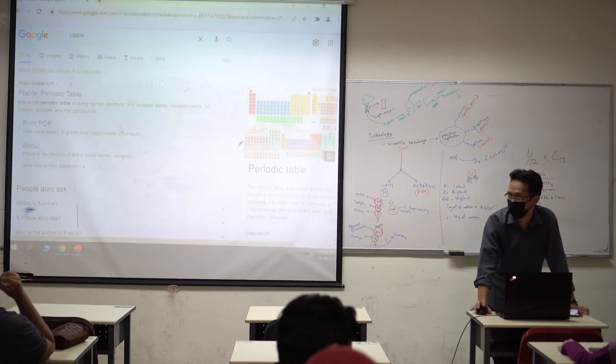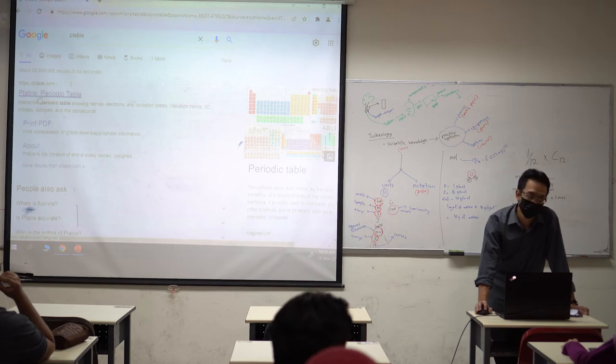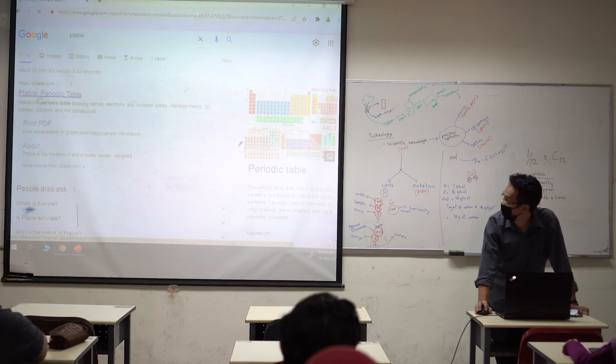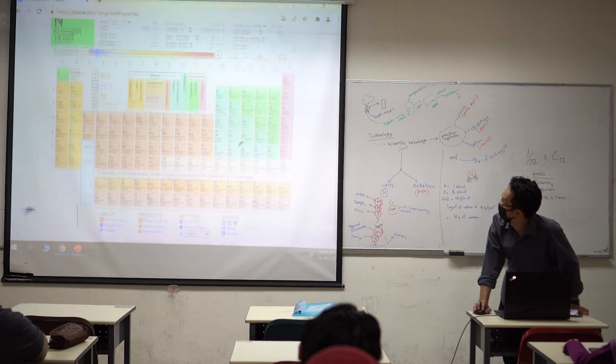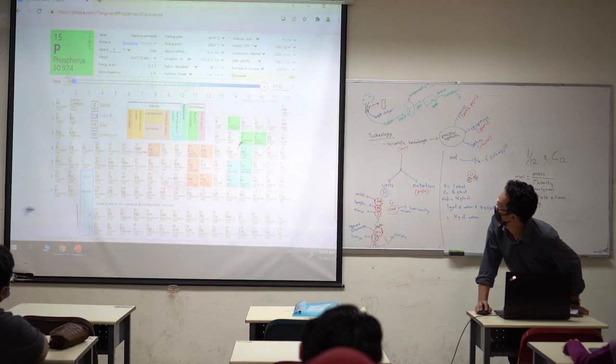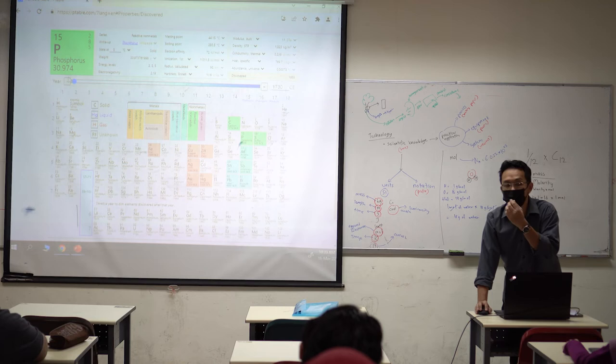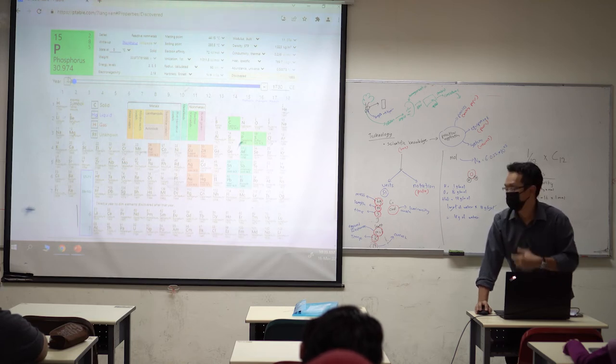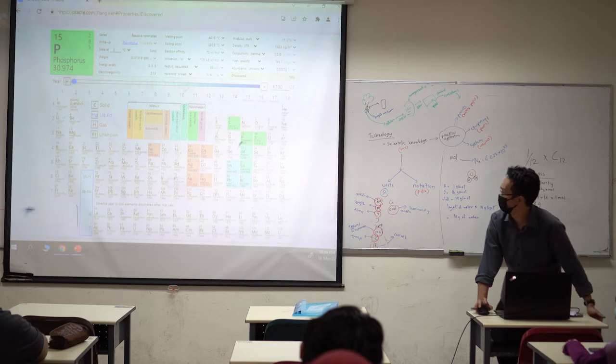Normally I go to this PT table, an interactive periodic table. There are a lot of things you can do here. For example, you can sort it based on when each element was discovered. So you can see the first element that was isolated by humans is this one.